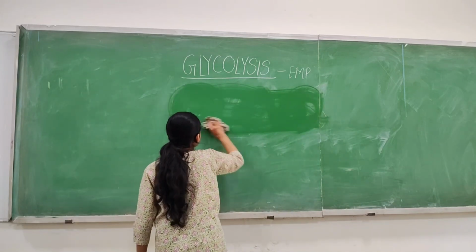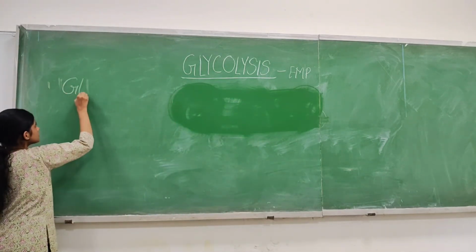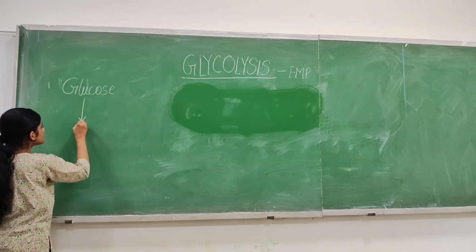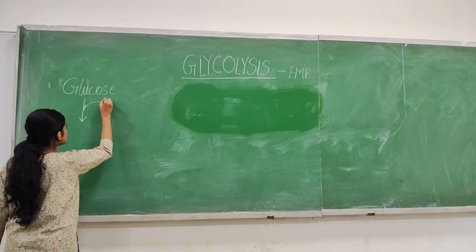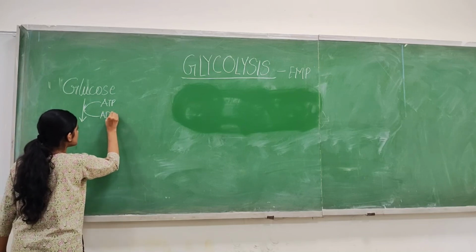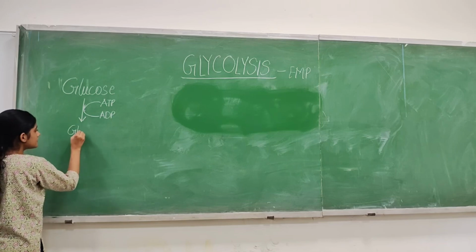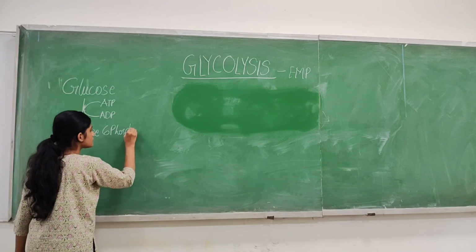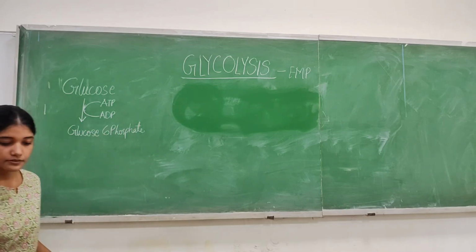Basically, partial oxidation of glucose is taking place in glycolysis. For the first step, we will start from glucose. Glucose is our substrate. In the first reaction, the phosphorylation of the glucose is taking place. In this reaction, ATP is mobilized. Phosphorylation of the glucose occurs at the 6th carbon, so it will form glucose 6-phosphate. It takes place with the help of an enzyme called hexokinase.